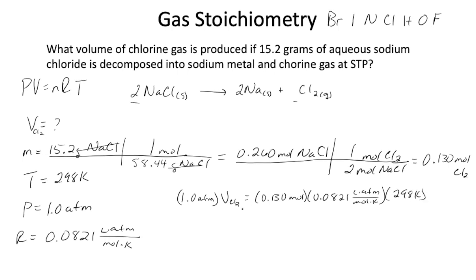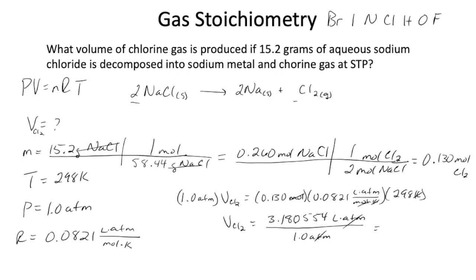And temperature. Now I want to isolate volume. So the first thing I'm going to do is multiply all of this out, and that is 3.180554, with Kelvins canceling and moles canceling, leaving liter atmospheres. Then I'm going to divide both sides by 1.0 atmosphere in order to get volume by itself. And we notice that atmospheres cancel, leaving liters.